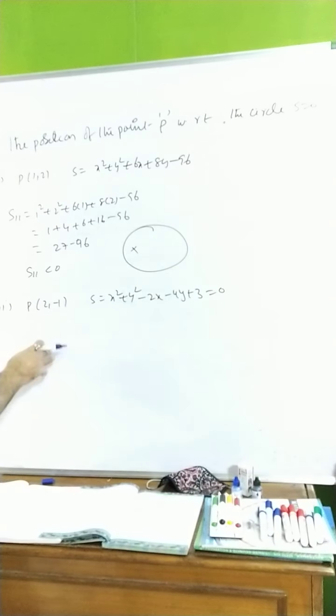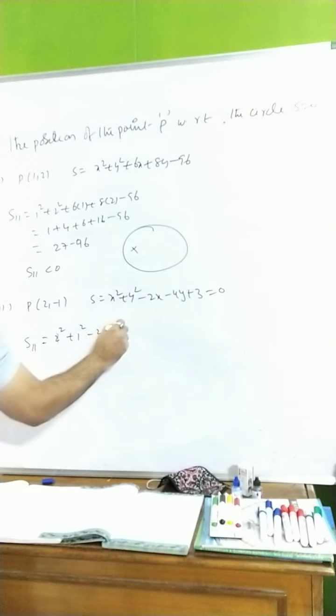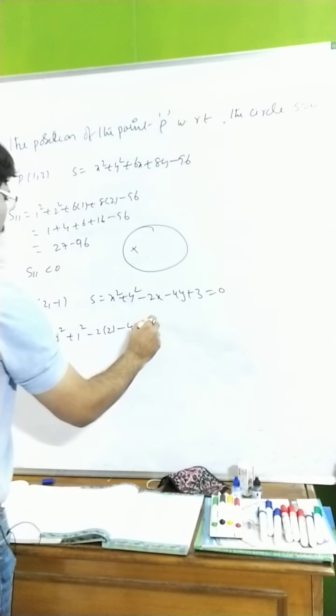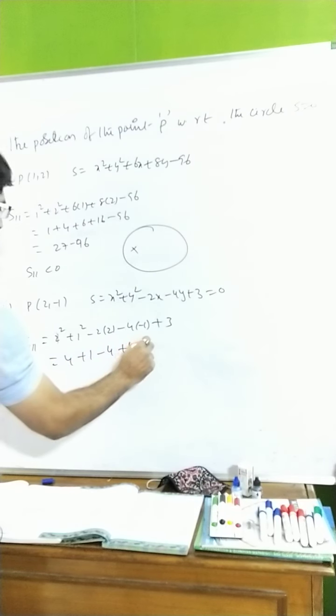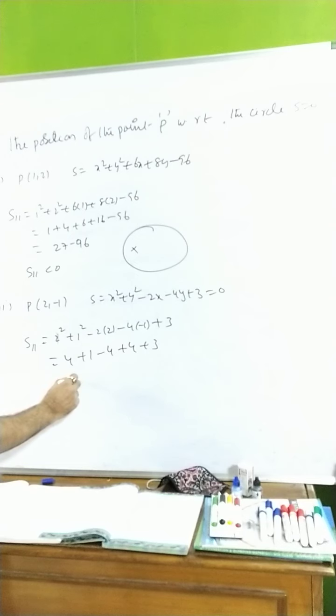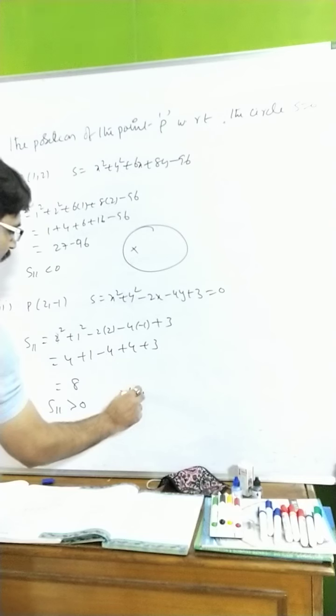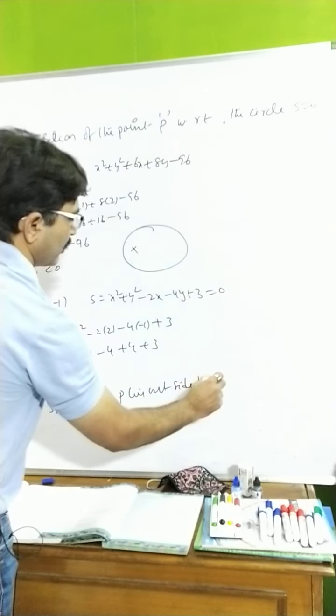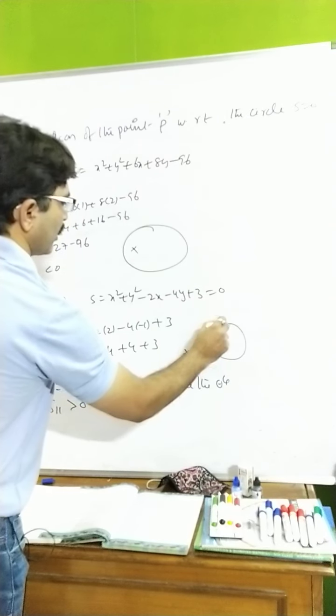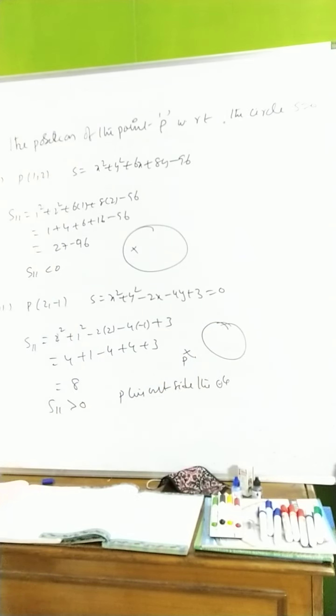I have taken one more example here. S11 here also: 2 square, 2 square, 1 square, 2 into 2, 4 into minus 1, and plus 3. What are we getting? 4 plus 1 minus 4 plus 4 plus 3. So here we got 8. That means S11 is greater than 0, so P lies outside the circle. It will be like this: the circle is somewhere here, P is somewhere. By using this formula, we can get the position.